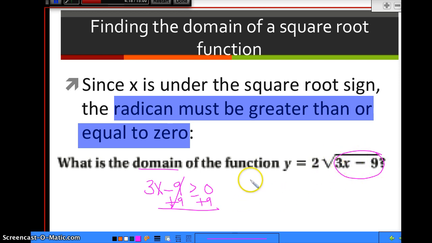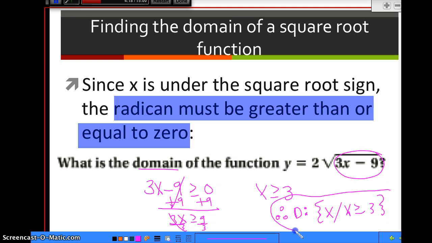of real numbers. So we get 3x is greater than or equal to 9, divide by 3, and we get x is greater than or equal to 3. So therefore, my domain is all the numbers, well, I can write it like this: x such that x has to be greater than or equal to 3. So that would be my domain.